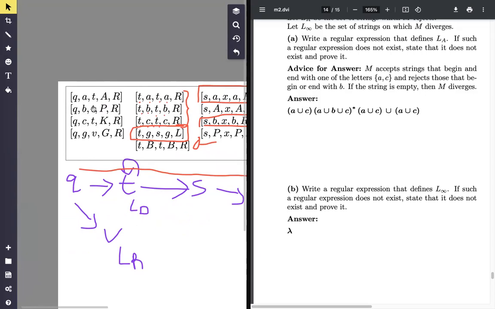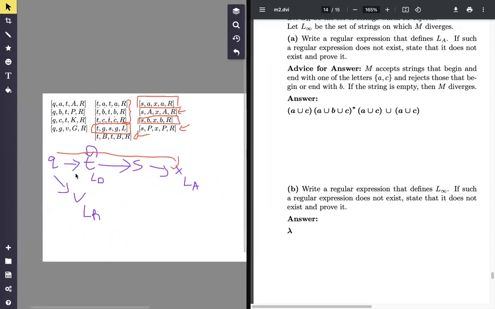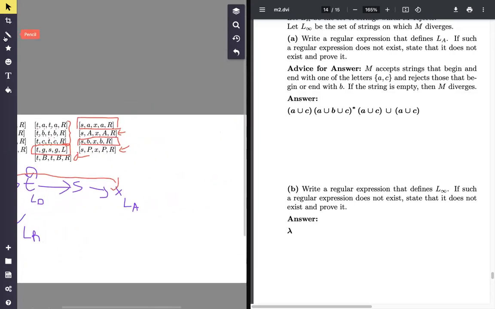If we are in state Q and we see an A, B, or C, we'll go to state T, we'll write an A, P, or K, but it doesn't matter, right? We're diverging, so it's most likely not going to be important.